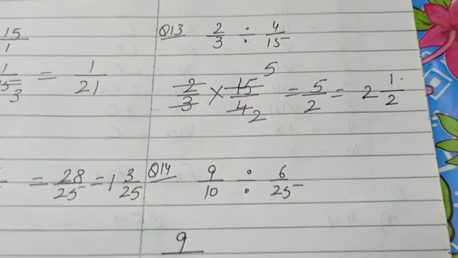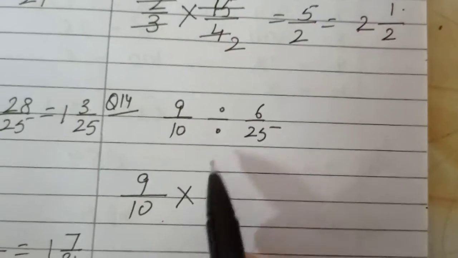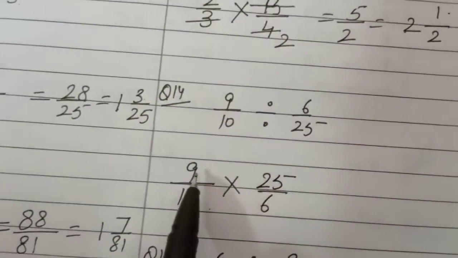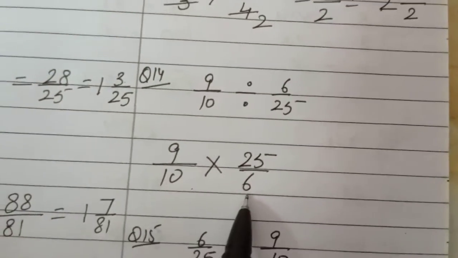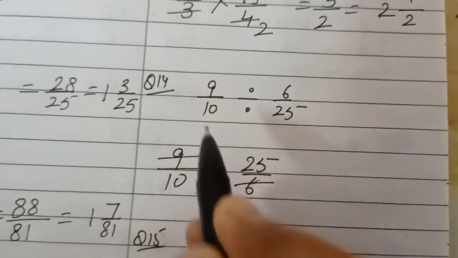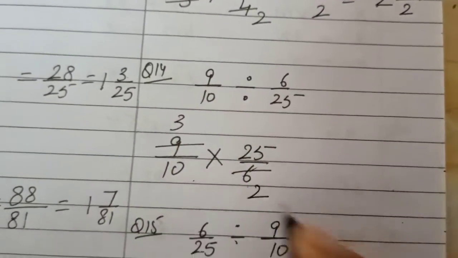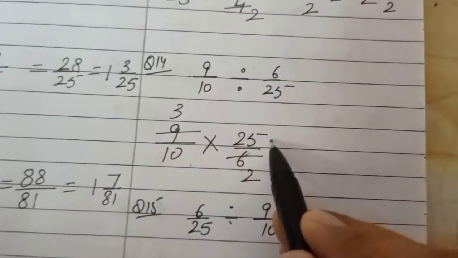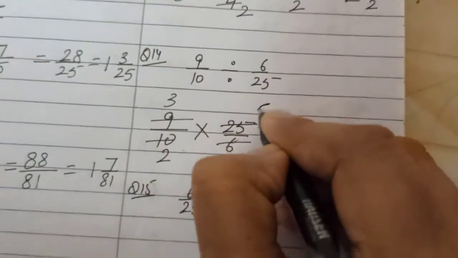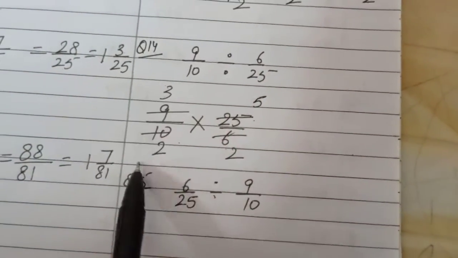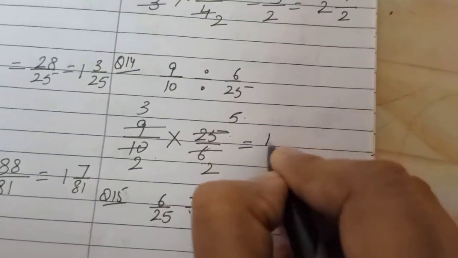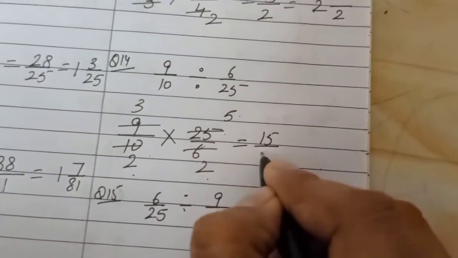Next is 9 over 10 multiply. It is 25 by 6. Now see, 9 cannot be cancelled with 10 but can be cancelled with the table of 6. Means both can be cancelled with the table of 3. 3 threes are 9. 3 twos are 6. Now 10 and 25 also can be cancelled with the table of 5. 5 twos are 10, 5 fives are 25. Now numerators can't be cancelled with denominators. We are left with 3 fives are 15 upon 2 twos are 4.